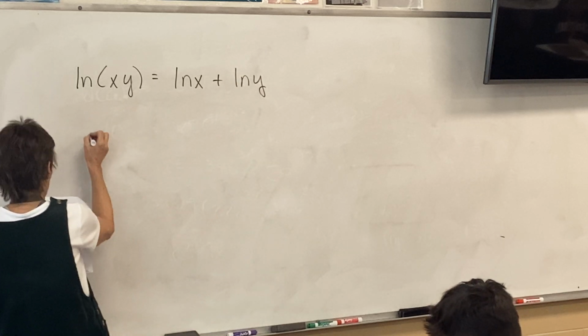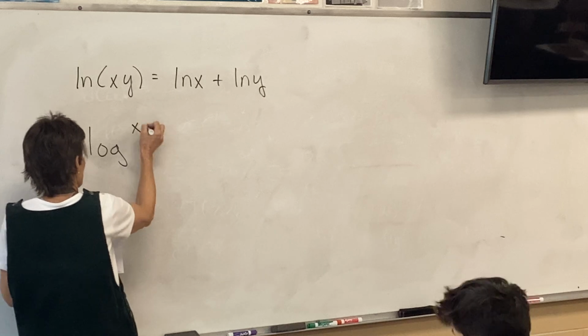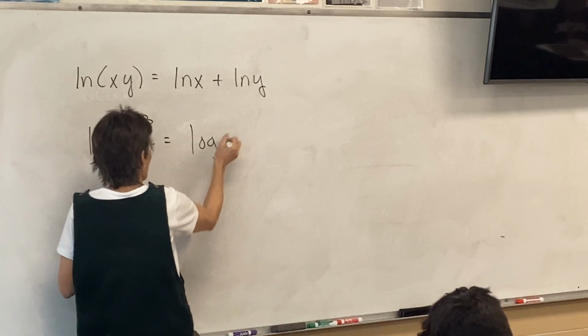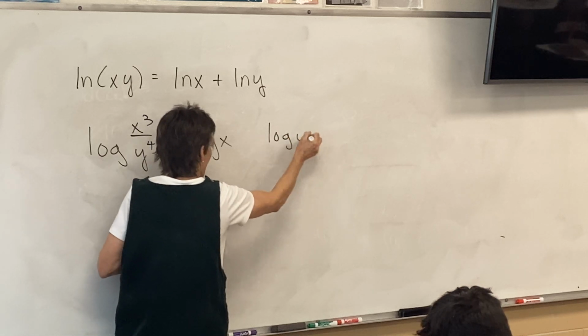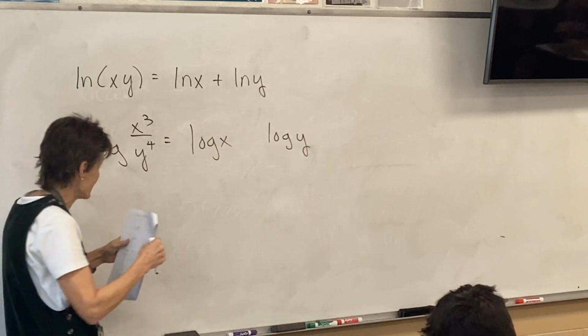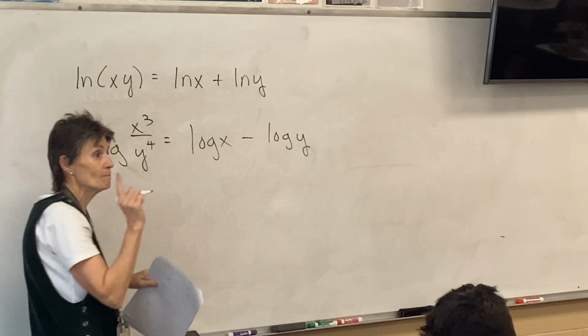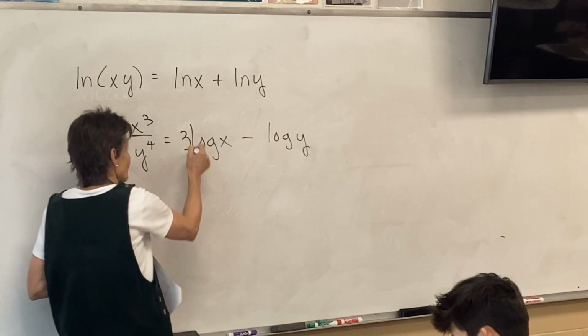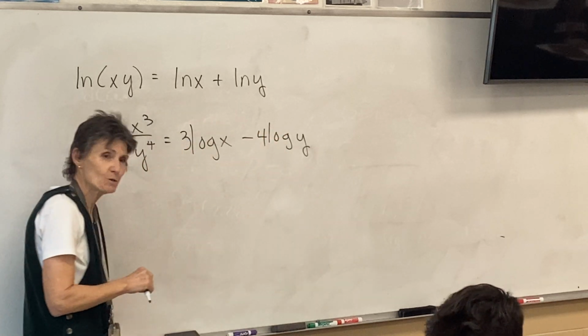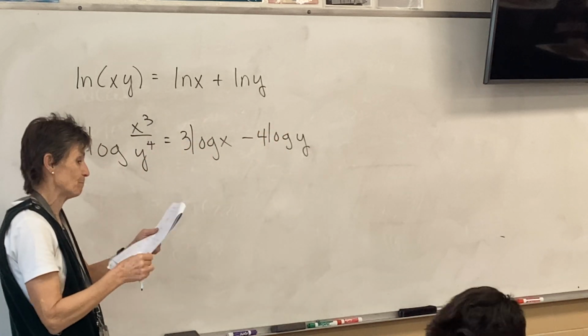Okay, what about this one? Log of x cubed over y to the fourth. So read, we're going to have a log x and we're going to have a log y because the problem has two pieces to it. It's going to be a subtraction. And then 3 and 4. A 3 in front of this one, and a 4 in front of this one. Wow, you guys remember. Good, good, good.